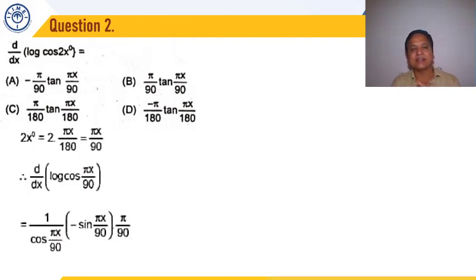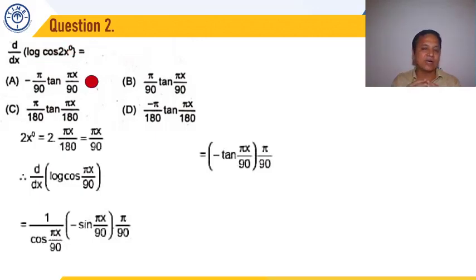Cos x differentiation is minus sin x. But pi x by 90 is not x. So again we have to multiply by differentiation of pi x by 90, which is pi by 90. So it's 1 upon cos pi x by 90 multiplied by differentiation of cos pi x by 90, which is minus sin pi x by 90, which is multiplied by differentiation of pi x by 90, which is pi by 90. So if we solve this expression, sin theta upon cos theta becomes tan theta. So minus tan pi x by 90 multiplied by pi by 90. The minus sign is also there. If we look at the choices, our answer comes out to be choice A.